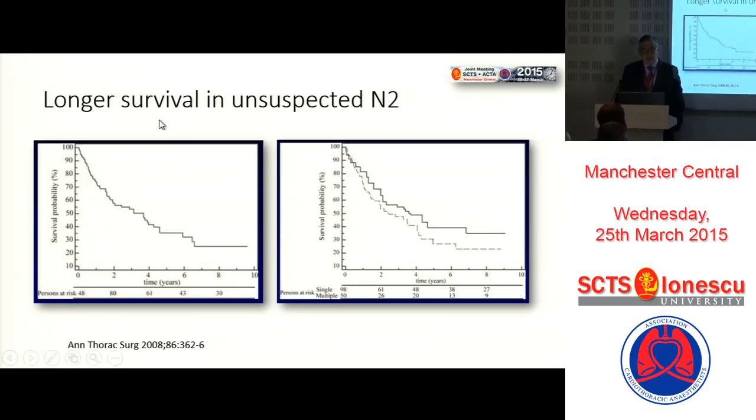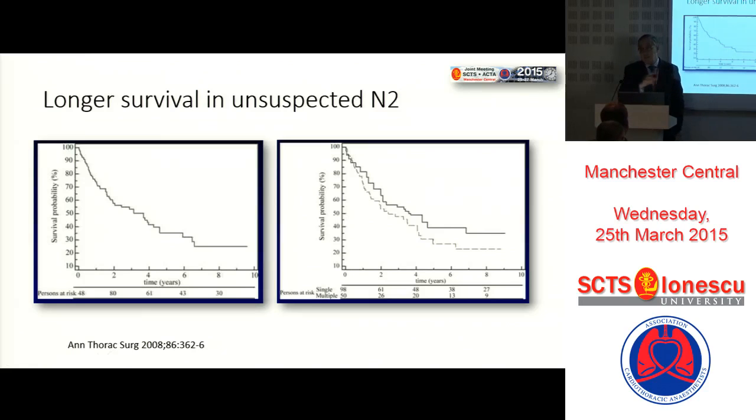He analyzed survival in patients with unsuspected N2 disease after invasive mediastinal staging. And in his series, he found around 35% 5-year probability of survival, which is fair. It's okay for patients in N2 disease.